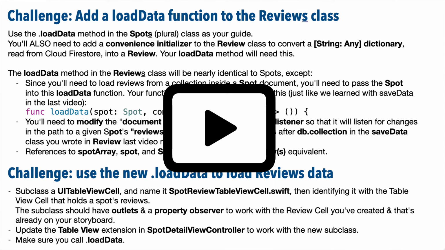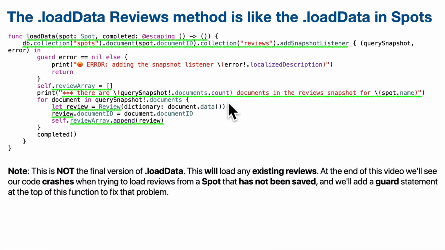And let's resume and take a look at a solution. Now here's the load data method we're about to write, and again, the code that we wrote before is super reusable. We've just got to change everything we'd outlined in the challenge document. So we're going to have to make sure that we pass in a spot. We're going to have to make sure that we update the path.